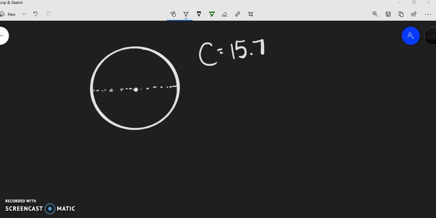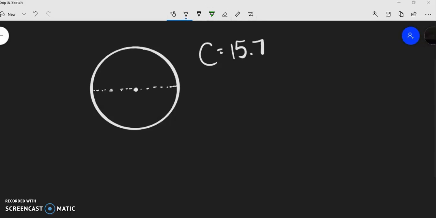So one thing I feel like we didn't cover enough in class is how to find the other measurements of a circle when you're given the circumference. So, for example, for this circle, we're given the circumference of 15.7, and we're going to try and find the diameter. Okay, and from the diameter, we can find all the elements of a circle.